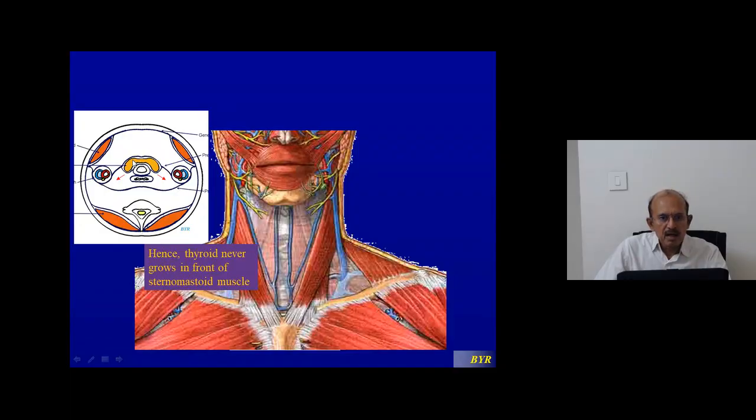If the thyroid gland enlarges, then it goes like this laterally. Because the pretracheal fascia is coming from the deeper surface of the sternomastoid, the thyroid gland will always go deep to the sternomastoid. Whenever you find a swelling in the neck which lies in front of the sternomastoid, you should think of some other condition, not the thyroid gland. Though it looks lobular, you should think of only some other condition, not the thyroid gland.